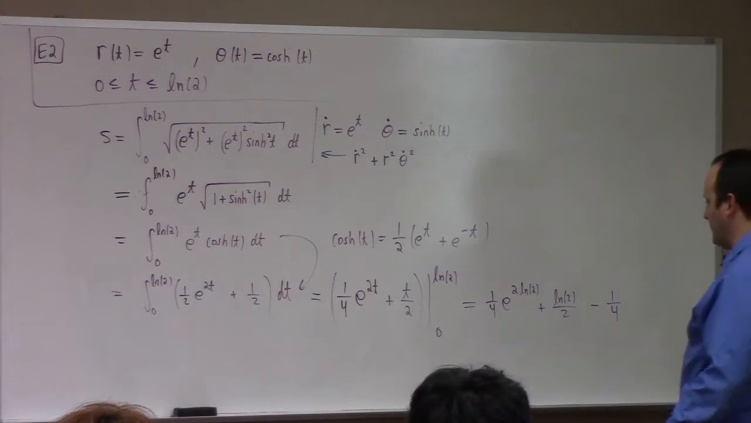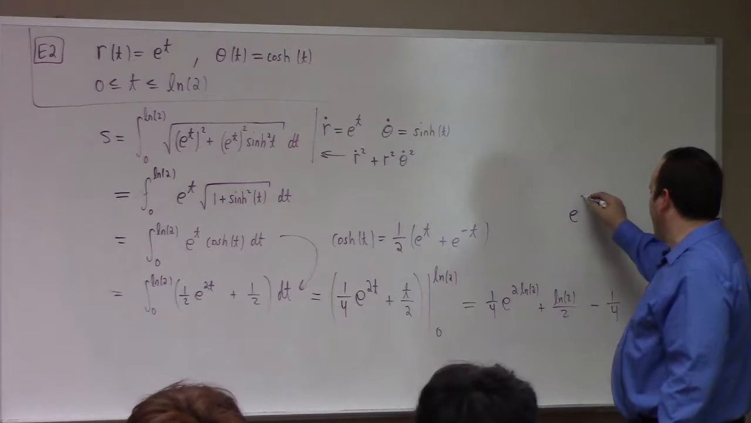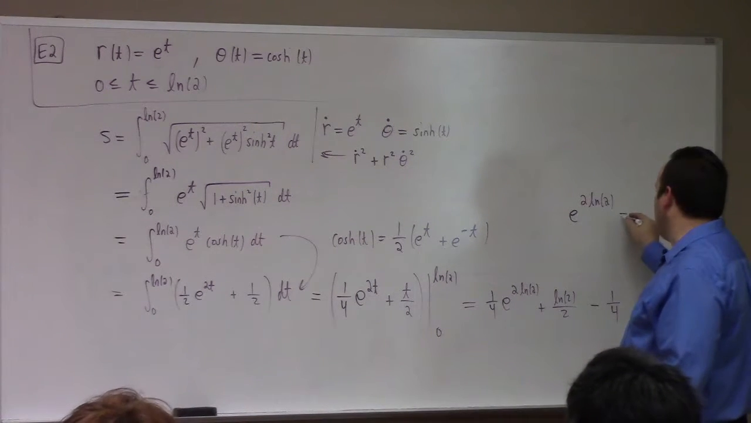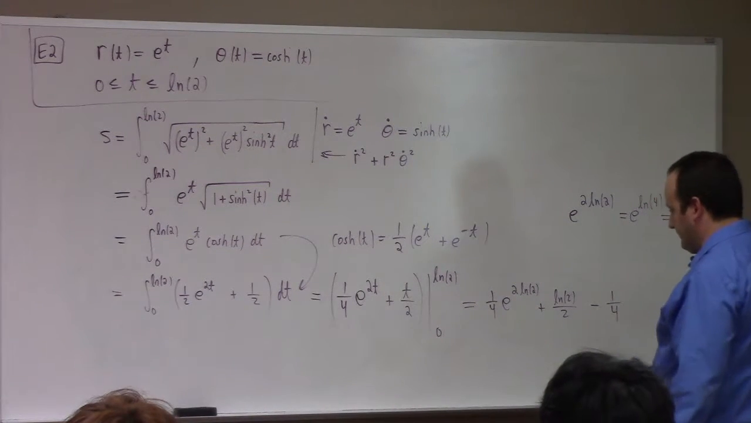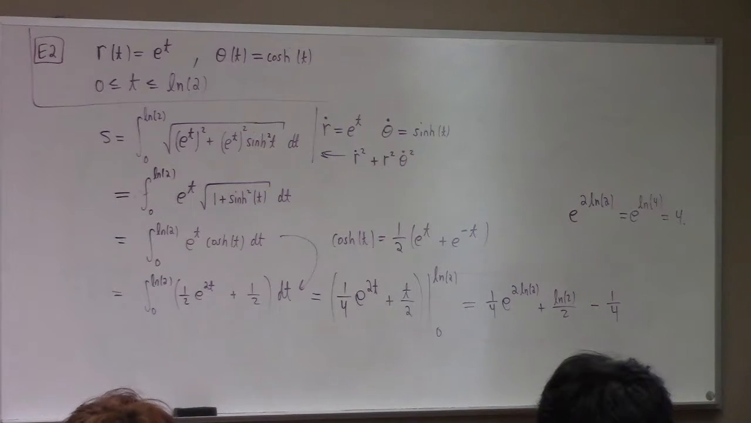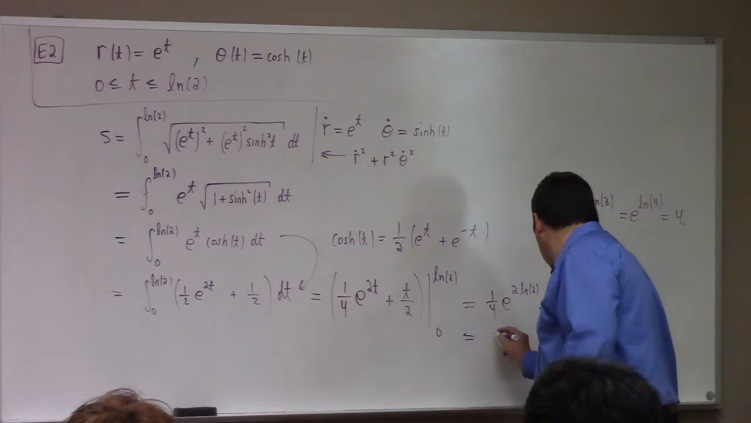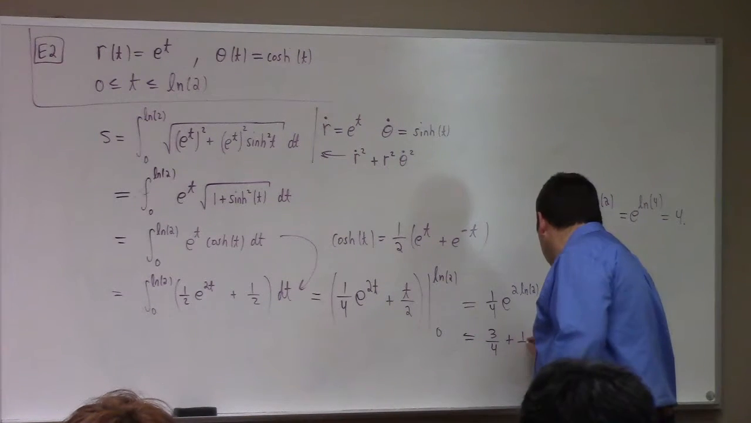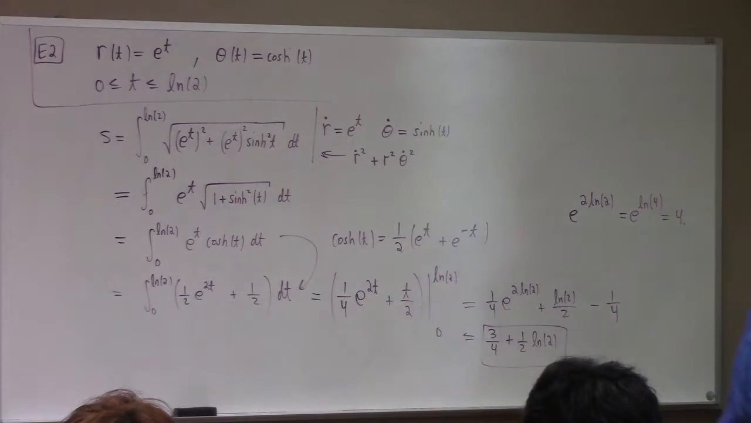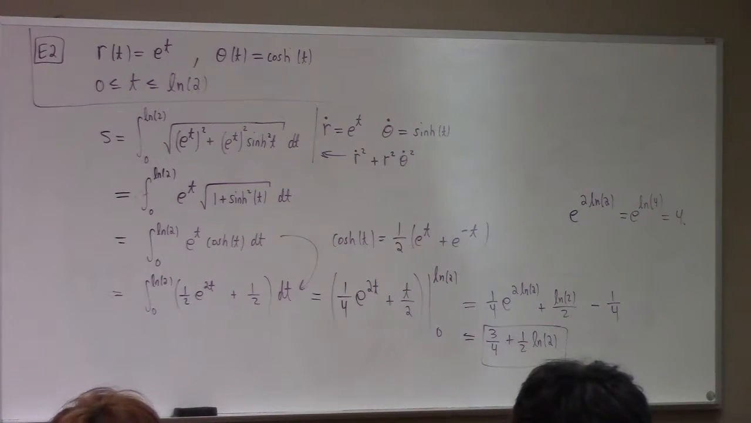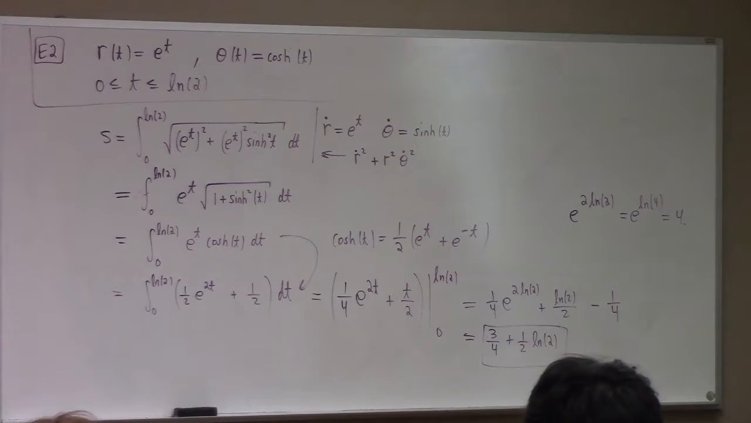Let's see here. We can clean this up a little bit. What's e to the 2 log 2? This is a very weird way of writing 4. So this is actually equal to 3/4 plus 1/2 log 2. It's kind of a quirky thing. On the face of it, this looks more complicated than my first example, but when you actually work it out, it's way easier. It's a funny thing.